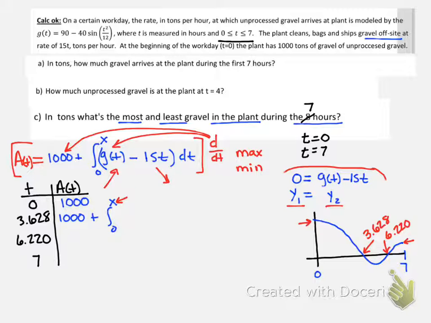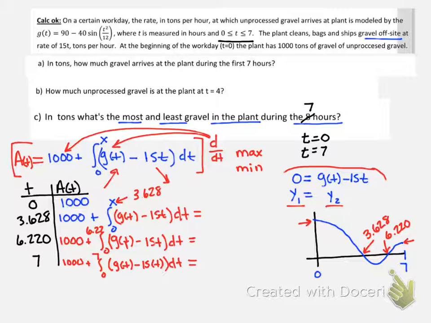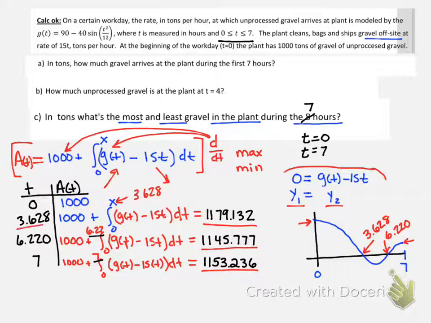This first time is 3.628, the integral of g(t) minus 15t dt. Our first amount turns out to be 1179.132. And I can just keep that same integral in there and change the upper limit each time. So these are the three calculated values for our different times, two interior critical points and an endpoint.